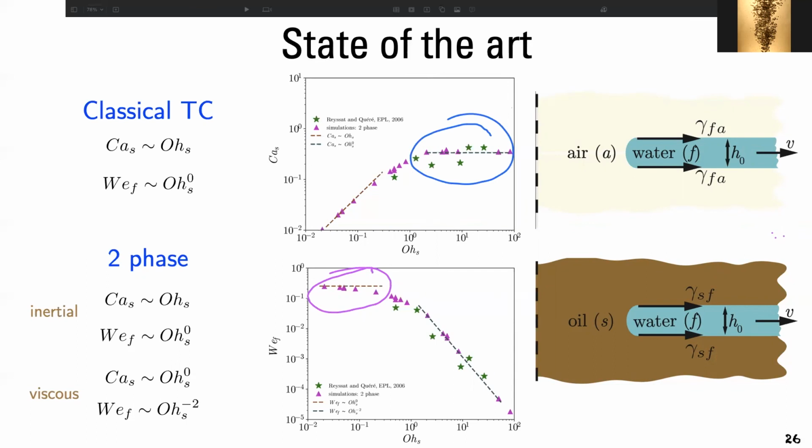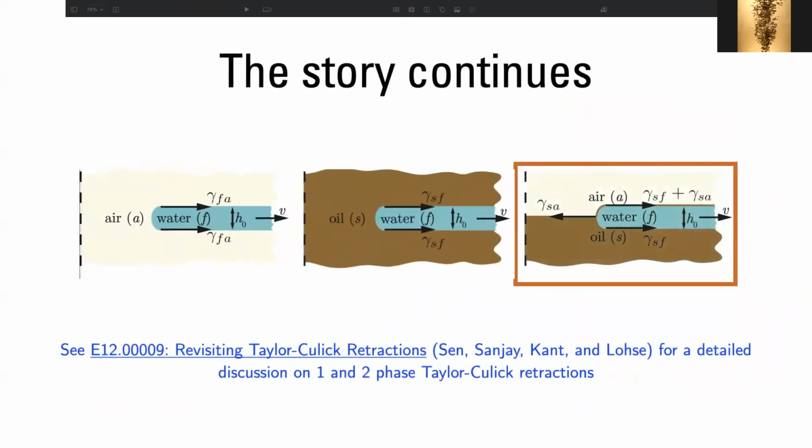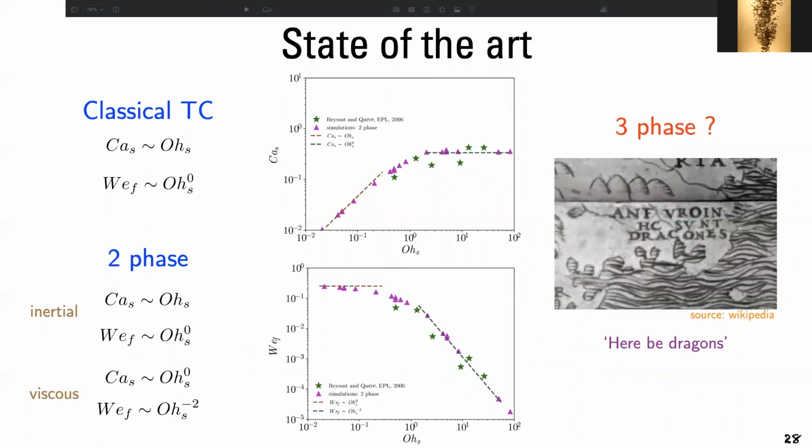But the story is not over yet. One can obviously ask what happens when half of the surrounding is viscous oil and the other half is air. We call this configuration a three-phase Taylor-Culick retraction, where a water film is sandwiched between two media. For part of our work, I urge you to listen to Udalok's presentation, which should be the next video if you are watching it online. For now, all I can say is that the three-phase Taylor-Culick is still an open question, where many interesting things would happen as well.